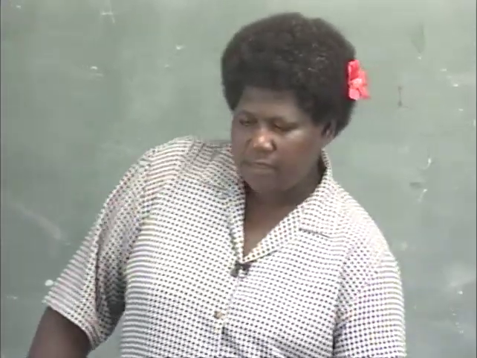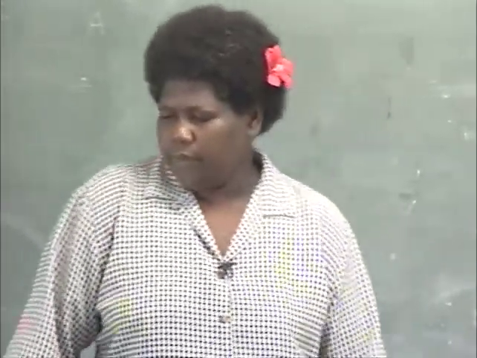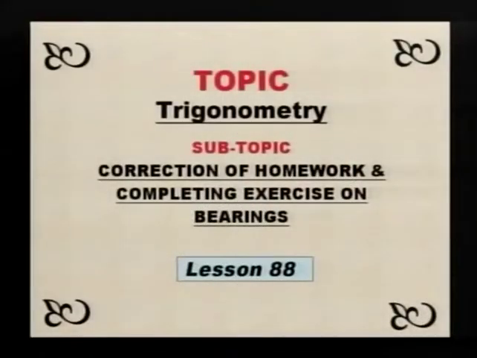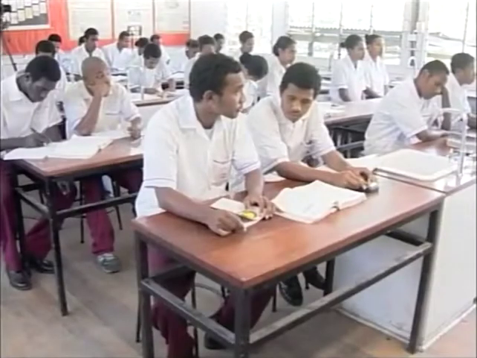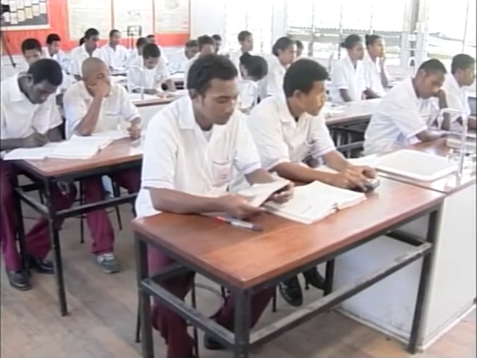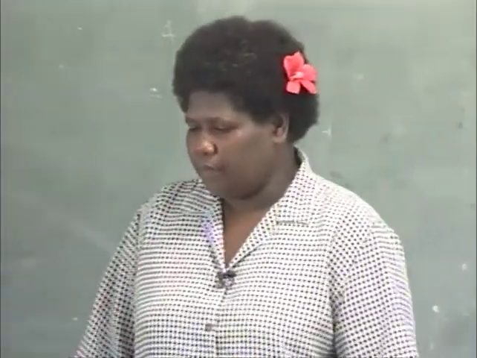Okay, in today's lesson, we are going to correct the homework you were given in the previous lesson. That was exercise 38.6 from the textbook, questions 1 to 7. If you come and do the question on the board, I'd like you to explain it as well, please. So, any volunteers first for question 1?